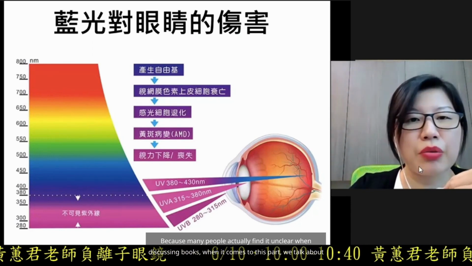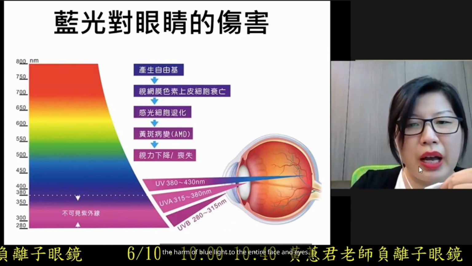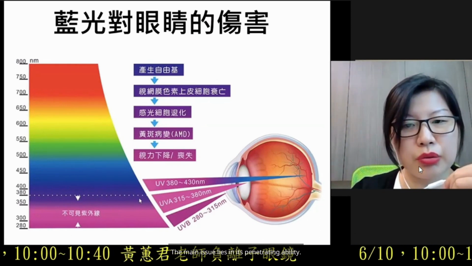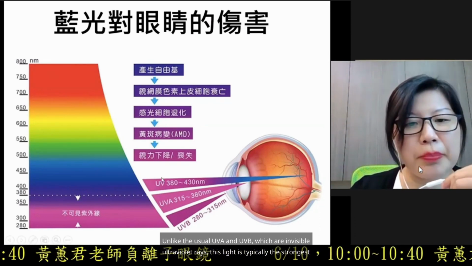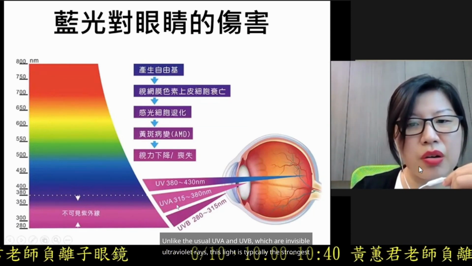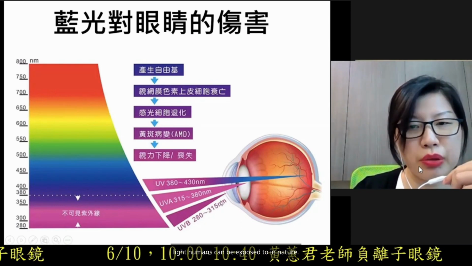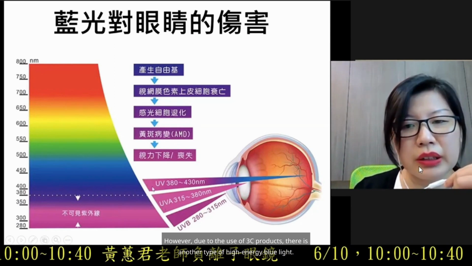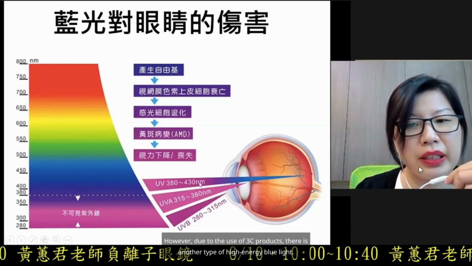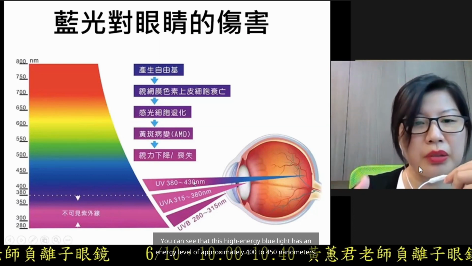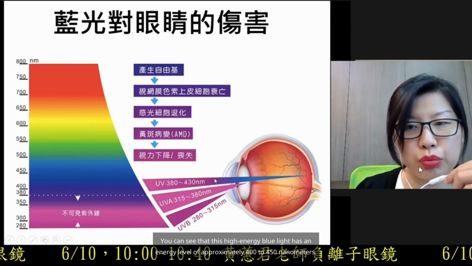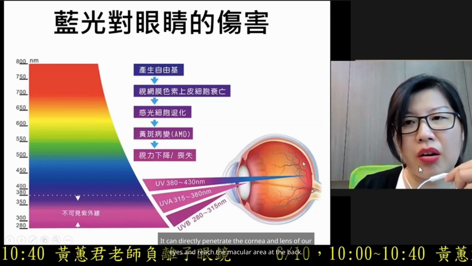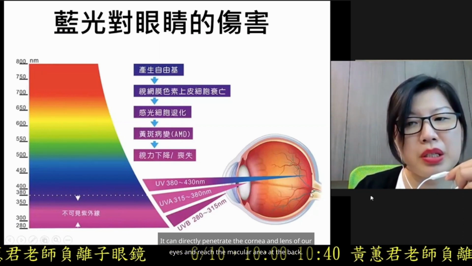When it comes to this part, we talk about the harm of blue light to the entire face and eyes. The main issue lies in its penetrating ability. Unlike the usual UVA and UVB, which are invisible ultraviolet rays, this light is typically the strongest light humans can be exposed to in nature. However, due to the use of 3C products, there is another type of high-energy blue light. You can see that this high-energy blue light has a wavelength of approximately 400 to 450 nanometers. It can directly penetrate the cornea and lens of our eyes and reach the macular area at the back.